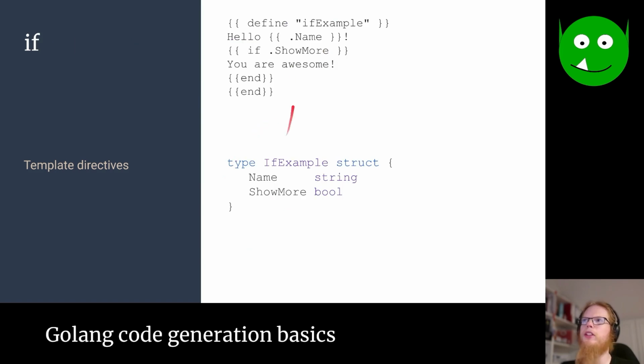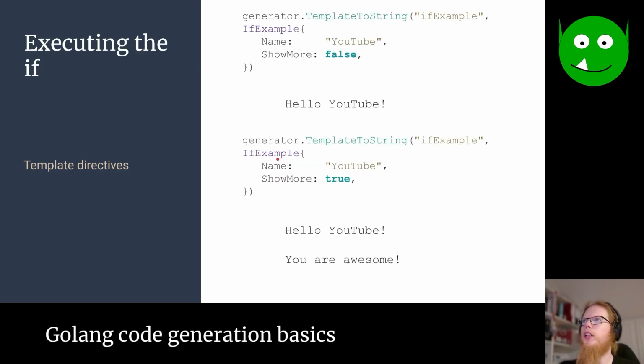Then another important directive is an if. Same base example, and instead of range, we have the if, and ShowMore, in this case, is a Boolean, and this will only be printed if ShowMore is true. That's all there is to it. Here's the example struct with a simple Boolean, as you can see. Now, executing it with show false, there's only hello YouTube. But if you execute it with show true, then it's hello YouTube, you're awesome.